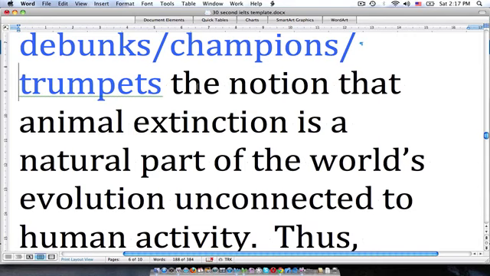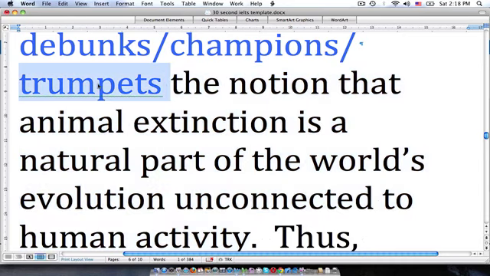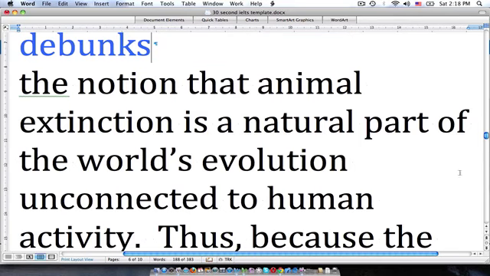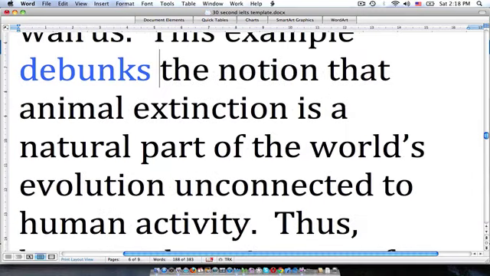Okay, and if you recall, this notion down here is the notion that we're trying to disprove. So in our essay question, it had said that animal extinction is sort of a natural part of the world's evolution, so people should not do anything. We're trying to say that's not true. So if we were to trumpet that, trumpet is a word that means, if we use it as a verb, to support enthusiastically. So that's not the answer, of course. Champion, so you probably know it as a noun, but we can also use it as a verb, which also means to support something. So that's not the answer. So the answer would be debunk, which is to show the false nature of, to disprove.